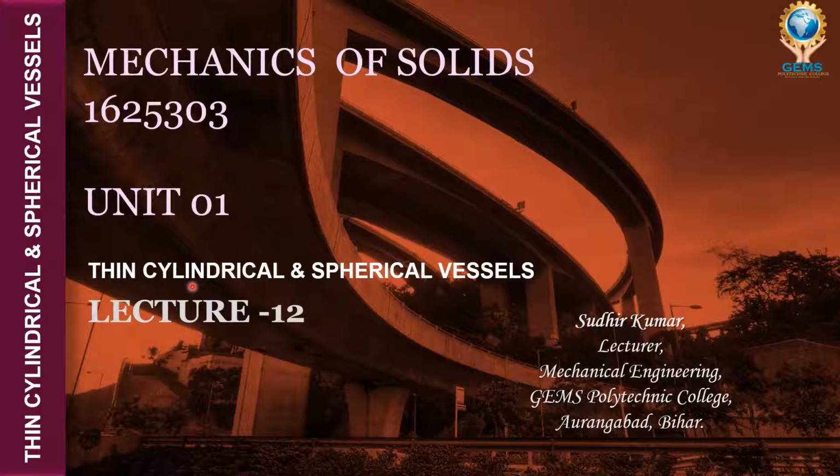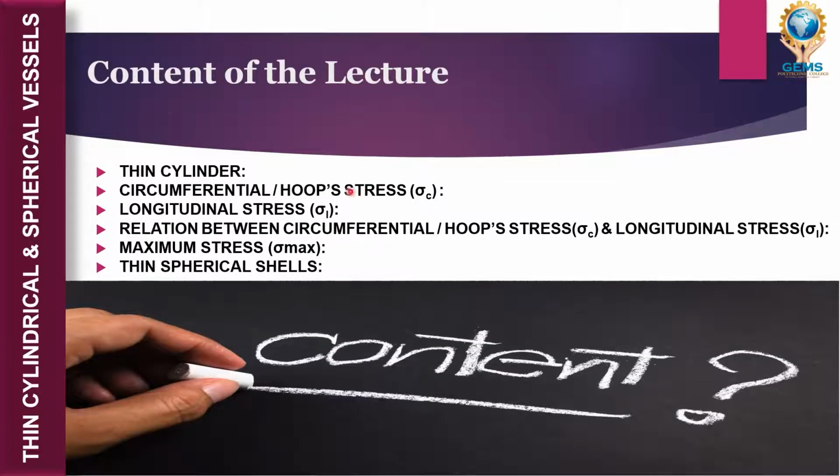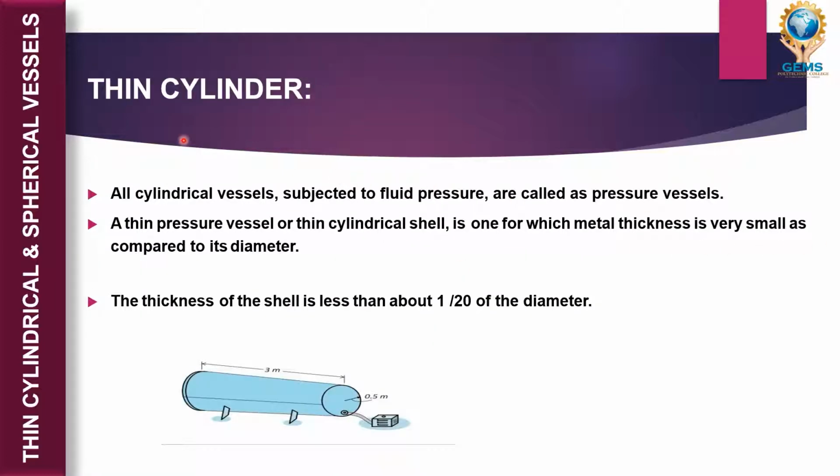First of all, we will see what concepts we have to cover throughout this. These are our concepts: what is a thin cylinder, circumferential or hoop stress, longitudinal stress, relation between circumferential hoop stress and longitudinal stress, maximum stress, and thin spherical shell stress. These are the topics which we have to cover throughout our lecture. First we will see what is a thin cylinder.